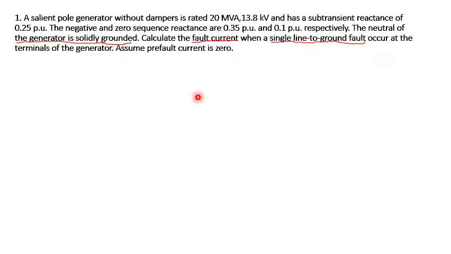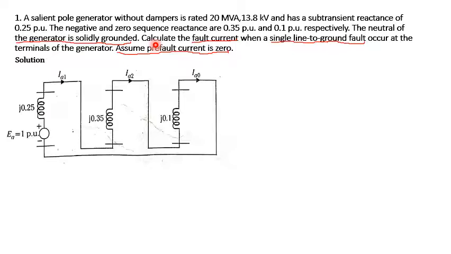The fault occurs at the terminals of the generator. Assume the pre-fault current is 0. This is another condition. So here it is a single line to ground fault. We need to calculate the fault current, assuming that the pre-fault current is 0. Let us solve based on these parameters. We should know that it is a single line to ground fault.